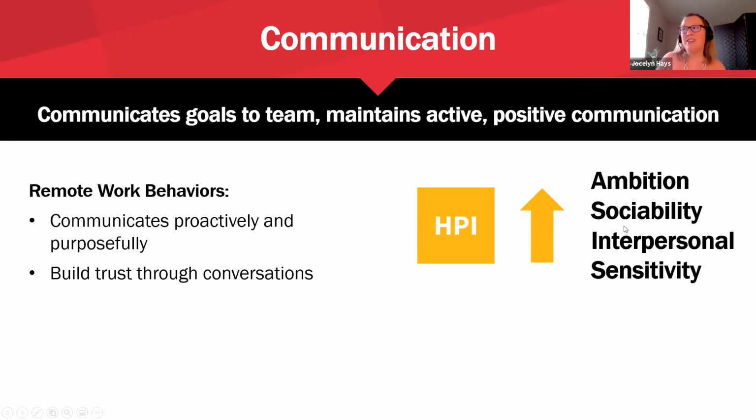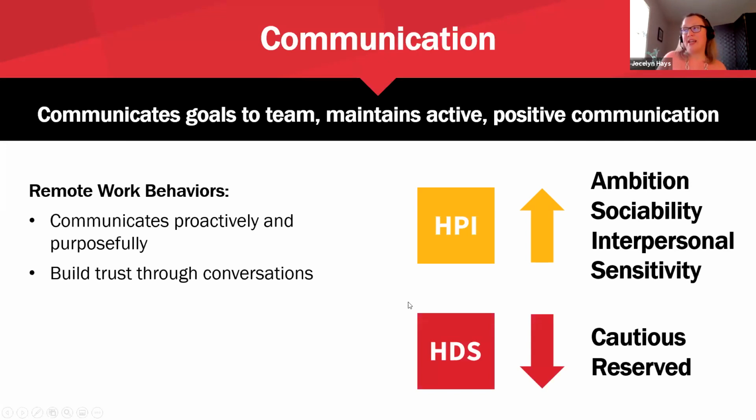Interpersonal sensitivity, this is really where that trust piece comes in. People who are higher on interpersonal sensitivity tend to be naturally more considerate and sensitive to others. And so when you're communicating with them, it can very much feel like this person is friendly, is warm. I can trust them to be benevolent and have my best interest at heart.